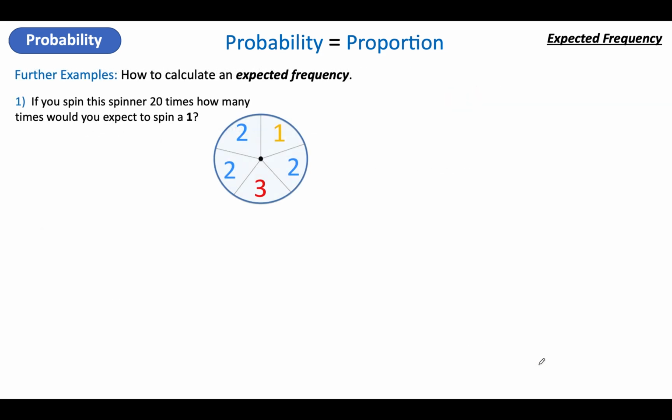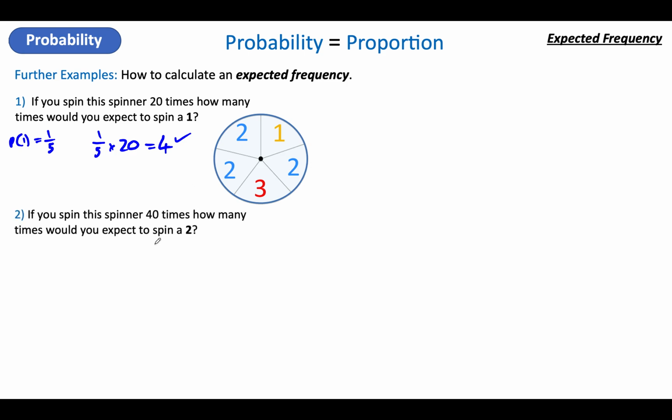Cool. What if it's not something that's quite so obvious? It's similar though. This spinner has 5 equally sized spaces, but they've got different numbers in them. If I spun the spinner 20 times, how many times would I expect to get a 1? Well, the probability of getting a 1 is 1 in 5, because there are 5 equally spaced things and only one of them is a 1. So that's the proportion of times that I would expect to get a 1. So that's 1/5 of 20, which is 4. I would expect to get 4.